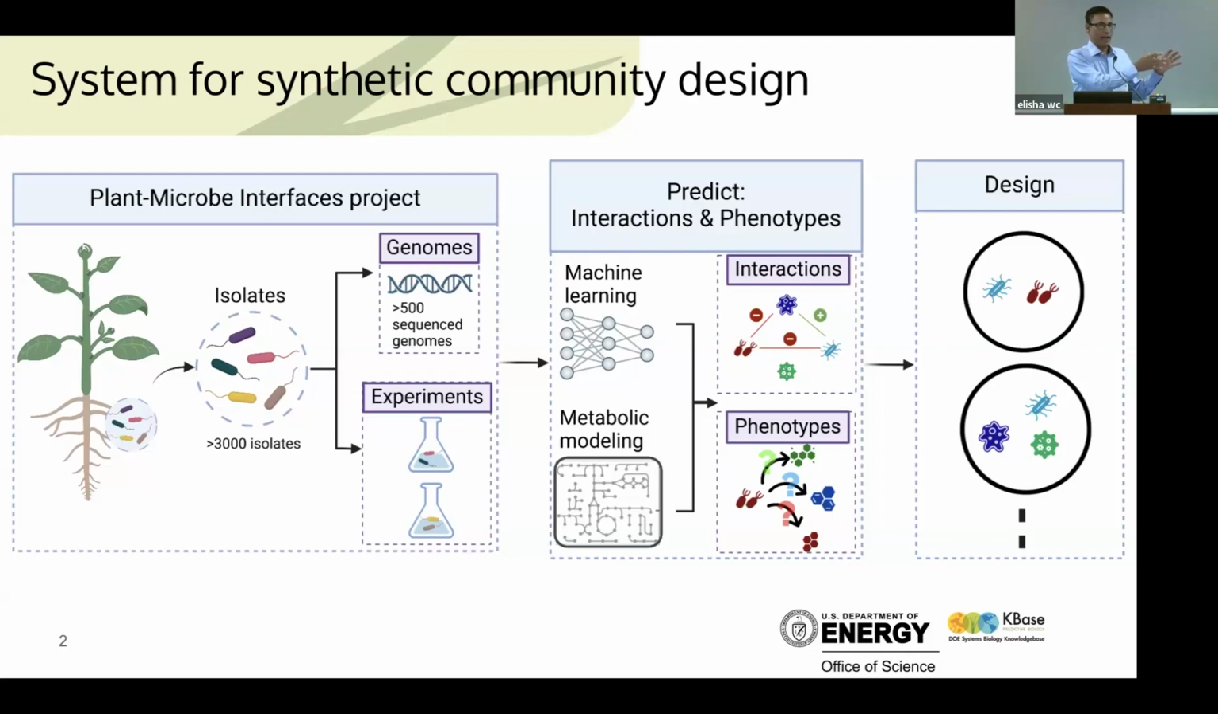How do you go from that large number to a prioritized list, which you can then put in your testing mechanism? And so we are leveraging machine learning and the metabolic modeling framework in KBase. And right now, predicting pairwise interactions in simpler media, as well as phenotypes, with the ultimate goal of designing synthetic community.